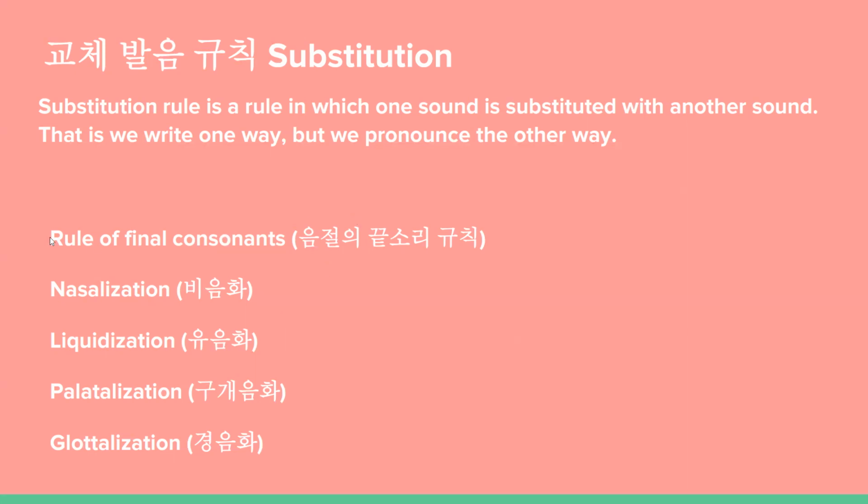For example, these are the rules that are included in this category, 교체 발음 규칙. The first one is the rule of final consonants. It's about the 받침, 음절의 끝소리, how they are pronounced in the 받침 positions. Nasalization, it's called 비음화, liquidization, it's 유음화, palatalization is 구개음화, and glottalization is 경음화. So these are the rules that are in the 교체 발음 규칙, in the substitution group.